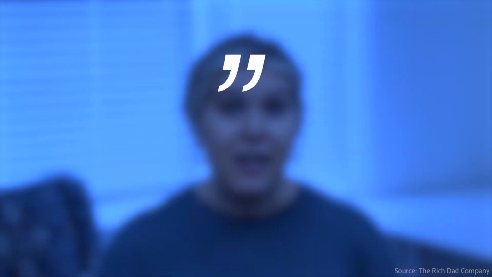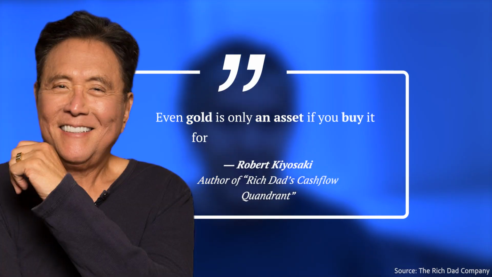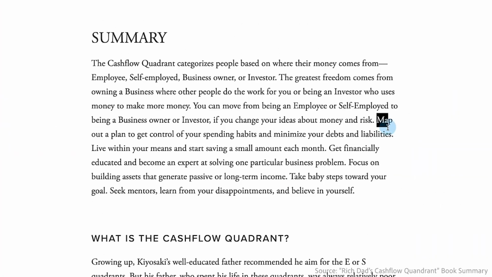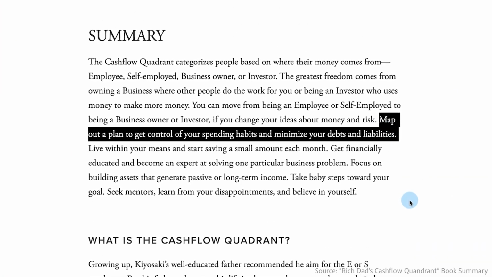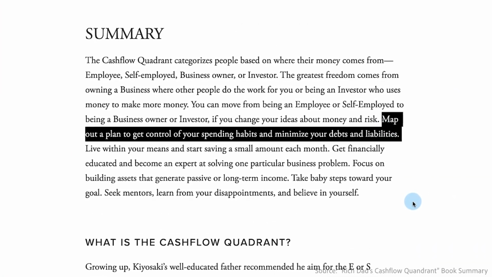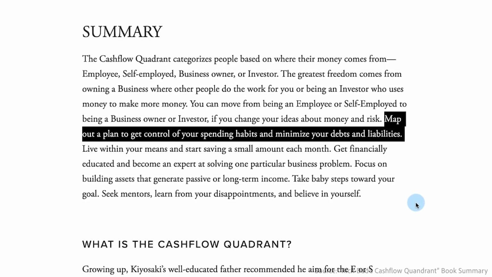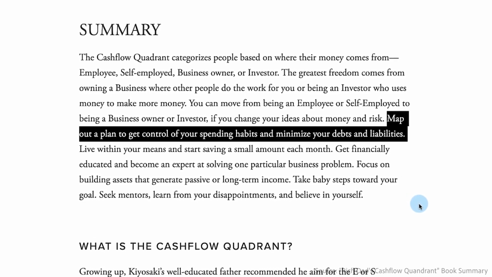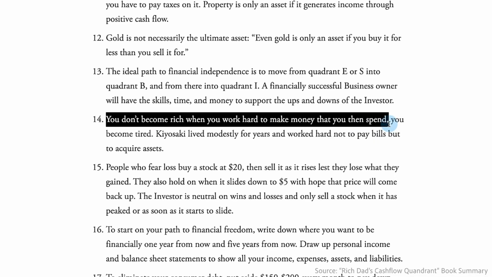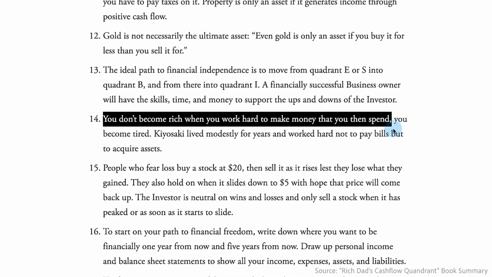Kiyosaki also writes that gold is not necessarily the ultimate asset. He says even gold is only an asset if you buy it for less than you sell it for. To become an investor, you need to map out a plan to get control of your spending habits and minimize your debts and liabilities. You don't become rich when you work hard to make money that you then spend.